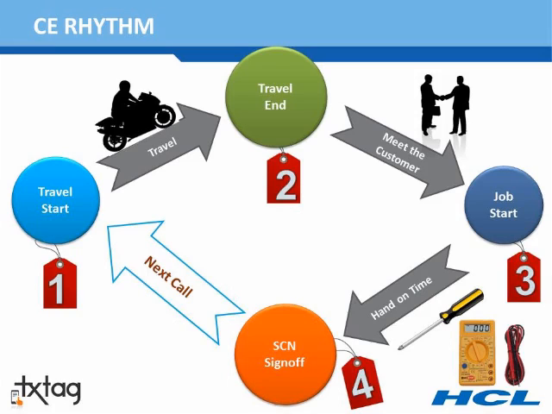That is, you will start your travel, you will travel for some time, you will end your travel, you will go meet the customer and then start working, and once your work is complete you will get your SCN signed off. So for every visit that you do, there are 4 distinct stages: travel start, stage 1; travel end, stage 2; job start, stage 3; and SCN signed off, which is stage 4.